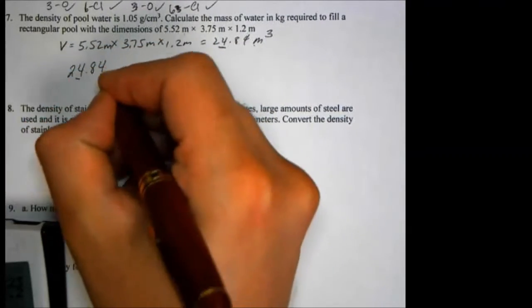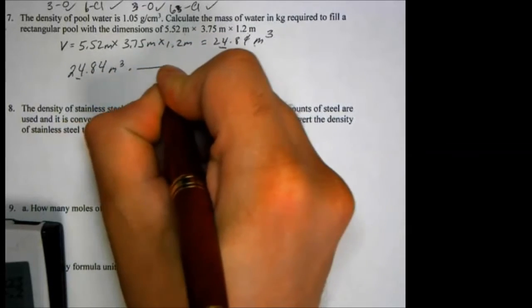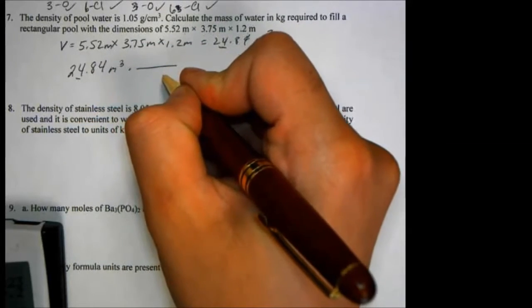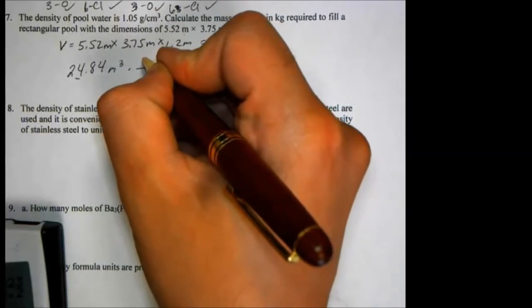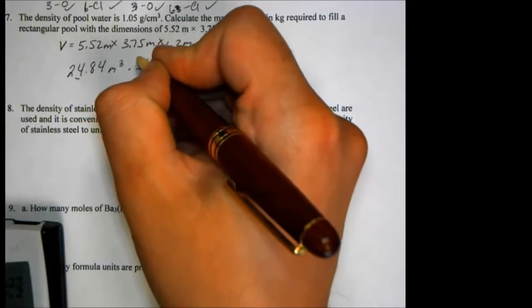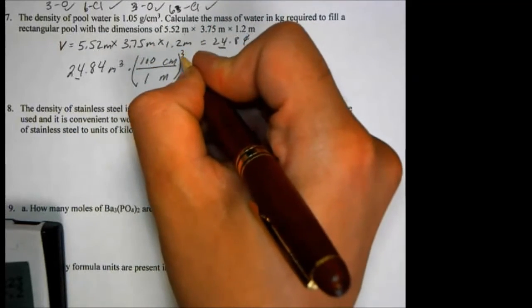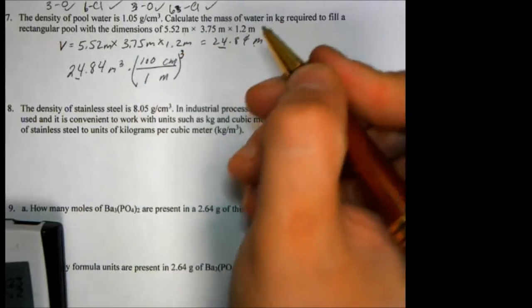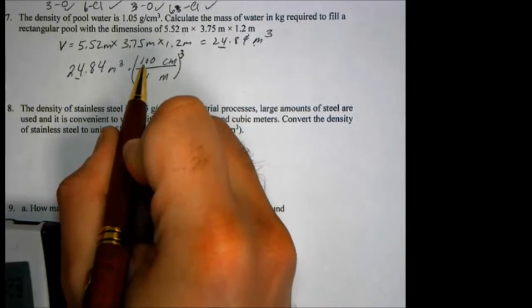So if we do 24.84 meters cubed, and we want to convert from meters cubed to centimeters cubed, we put our unit conversions for meters and centimeters. So I know that for every 1 meter, there's 100 centimeters. And to get this so that the units match up, we have to cube it. So we have to cube that conversion. So we'll be putting into our calculator 100 cubed to get the right answer.